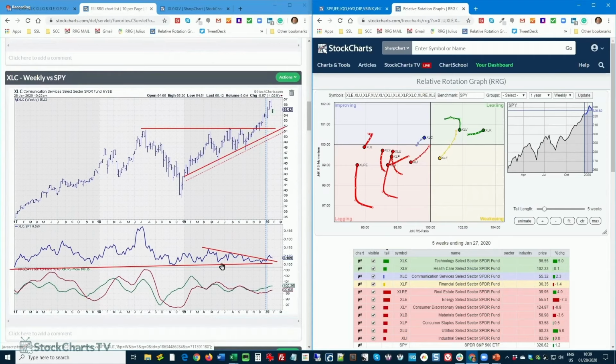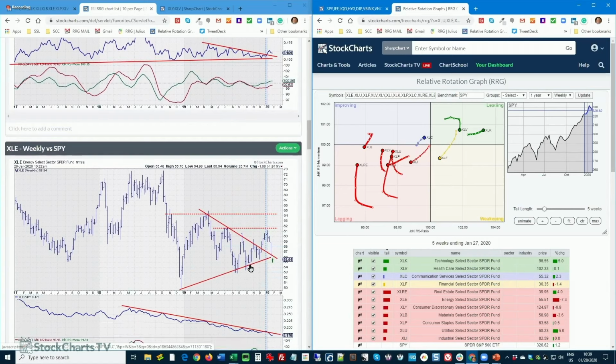Here we've got communication services. As I said, very close to the benchmark. The chart still looks good, and we're already going a little bit higher. Relative strength is improving, although not much yet.